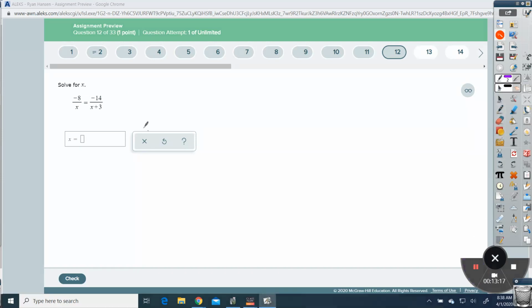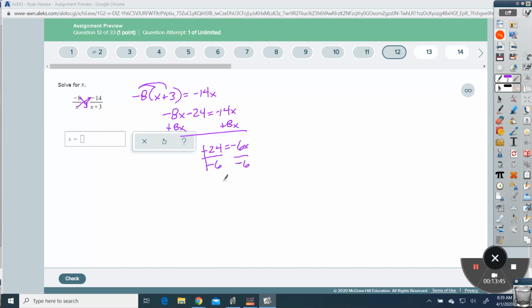Not sure I was recording when I just did this problem, so I'll quickly walk through it. I'm going to go negative 8 times this, and x times negative 14. So you can do this when it is a proportion, so I get negative 14x. So I now distribute. That makes negative 8x minus 24 equals negative 14x. So now I just add 8x to each side. So negative 24 equals negative 6x. Divide by a negative 6, so a negative divided by a negative is a positive. 24 divided by 6 is 4. So I get that x equals 4.